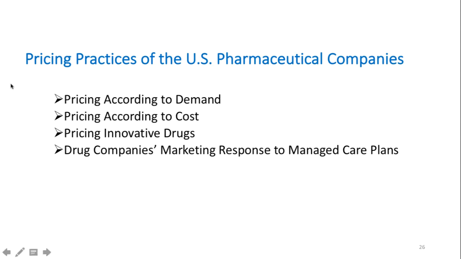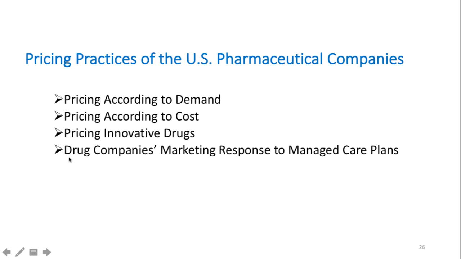When you are looking at the pricing practices of the US pharmaceutical companies, besides looking at the pricing according to the demand and according to the supply and cost, you have to also look at the pricing based on the innovative drug firms. Because the innovative drug firms have the patent to monopolize the market, they can set their own prices and quantity basically for a period of the patents.